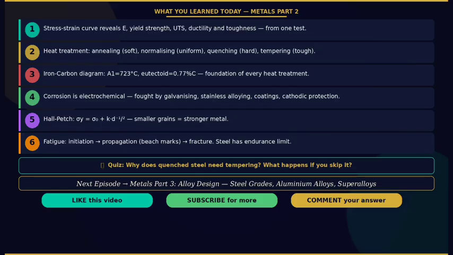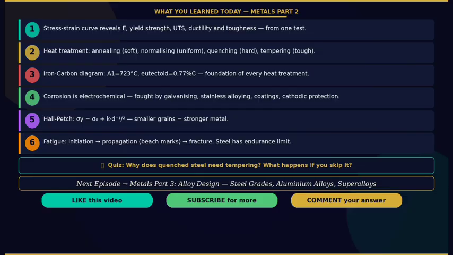Corrosion is electrochemical, iron as anode, oxygen at cathode, moisture as electrolyte. Fought by galvanizing, stainless alloying, coatings, and cathodic protection. Hall-Petch yield strength equals sigma 0 plus K times D to the minus half. Smaller grains, stronger metal. Fatigue causes 90% of engineering failures. 3 stages: initiation, propagation with beach marks, fracture. Steel has an endurance limit.